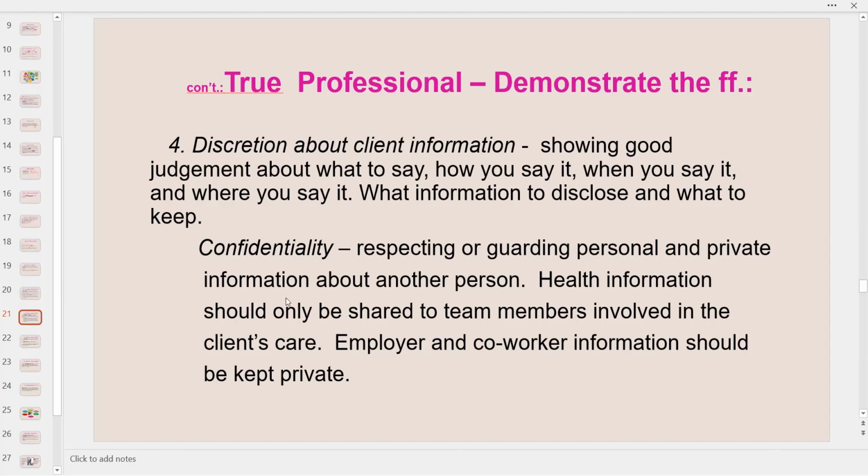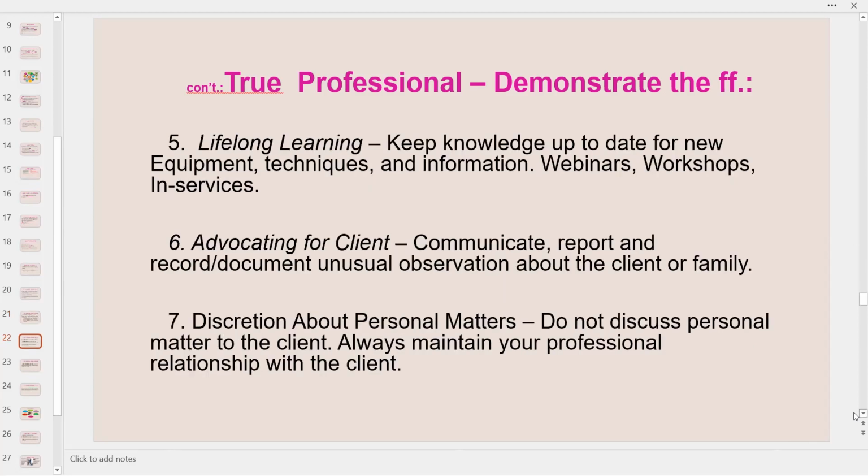Health information is very important and should be shared only with team members involved in the client's care. If your friend is working in the same facility but is not involved in the client's care, then we should not share the information of that person. We should not also share the information of the employer or the coworker. We should keep it private. We should not spread any information to anybody.